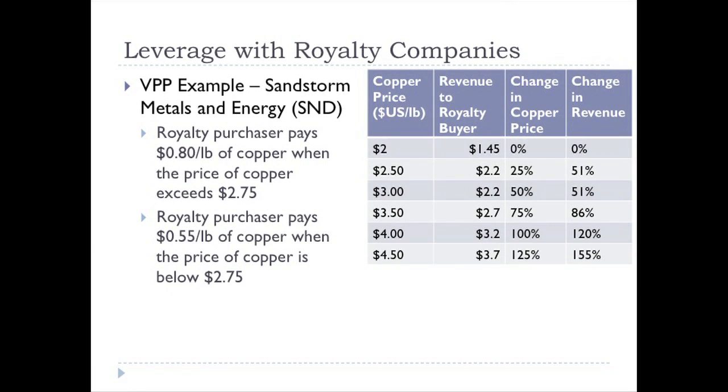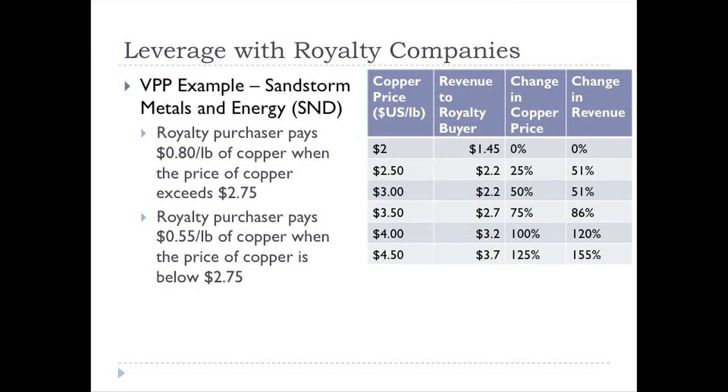And believe it or not, royalty companies can provide a higher leverage than the price of a given royalty. What do I mean by that? It means that you actually make more when the price of your underlying commodity moves up. If any of you are familiar with buying options, this is like buying a call option on your commodity instead of buying the commodity. Let's take an example, Sandstorm Metals and Energy.